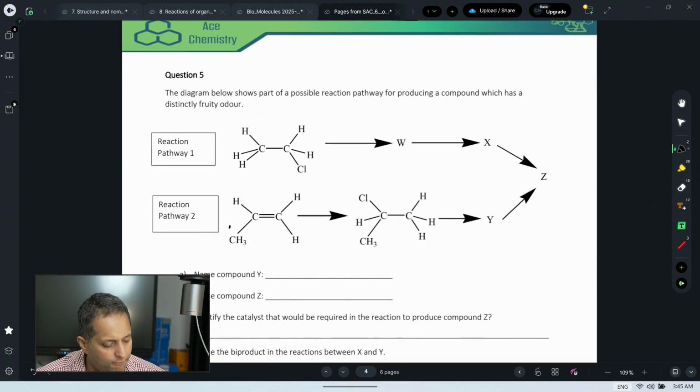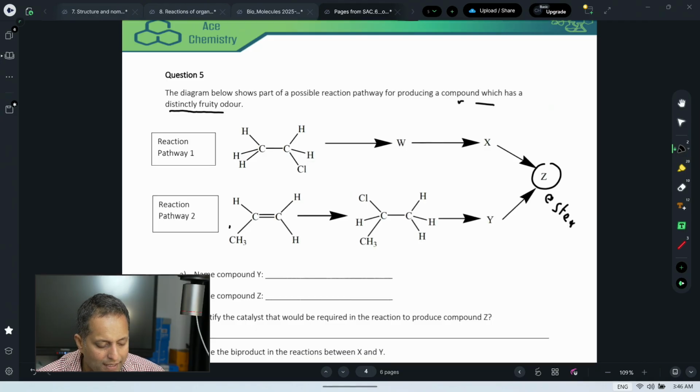When you look at this question, you will see the diagram below shows part of a possible reaction pathway for producing a compound which has a distinctly fruity odor. When they say there is a fruity odor, you know that this is the ester. One of the physical properties of an ester is that they have distinctive odors. Sometimes they smell bad, sometimes they smell good. So this is an ester.